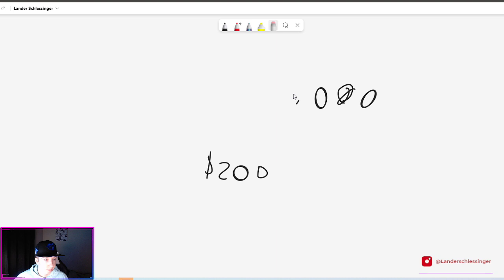I kind of like this software too, which is pretty great. I think I'm gonna start using this a little more. I just need to draw a little bit straighter.